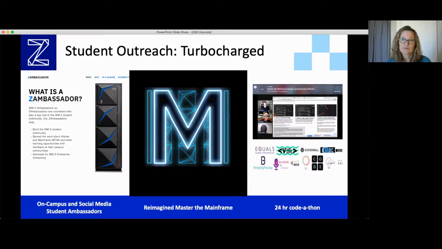The other thing that we've implemented this year is a Z Ambassador program, a student Z Ambassador program, where students from around the world volunteer to be basically the student lead of the student community locally for their campus. And we provide them all different types of resources to do this. And they lead student groups and student events there on campus. And we've got quite a number of those.